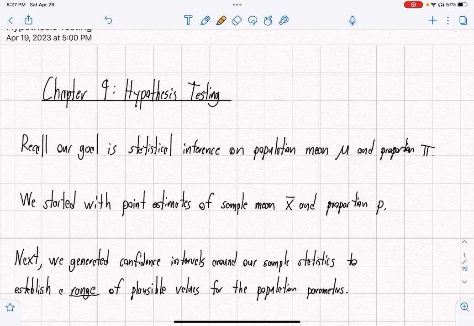Okay, we're starting chapter 9, which is on hypothesis testing. And this is the last chapter we'll cover for Business Stat 1. Business Stat 2 will start with hypothesis testing, so we will get a double dose of this topic.